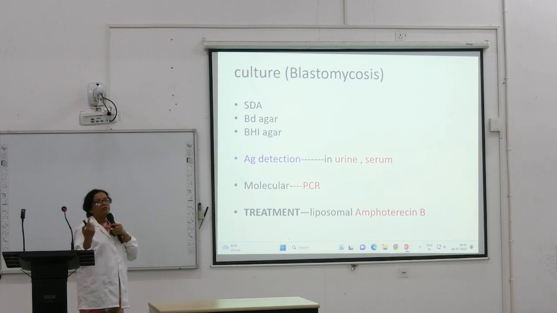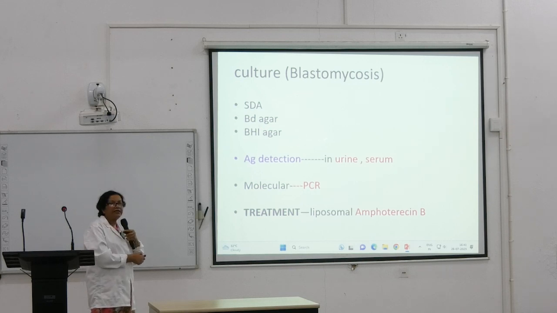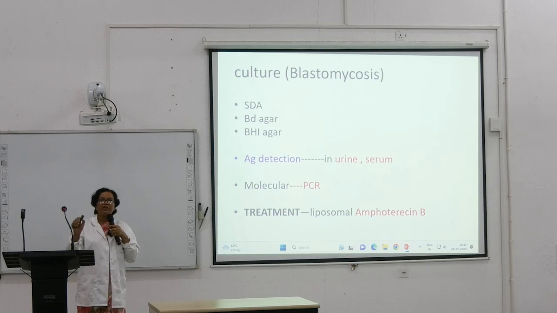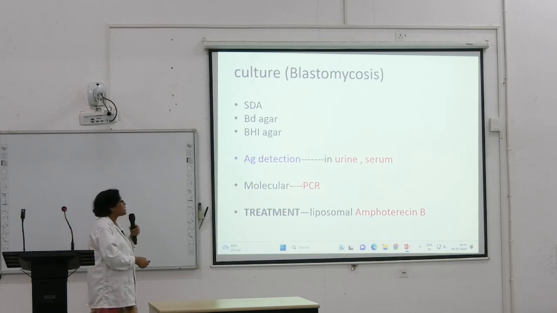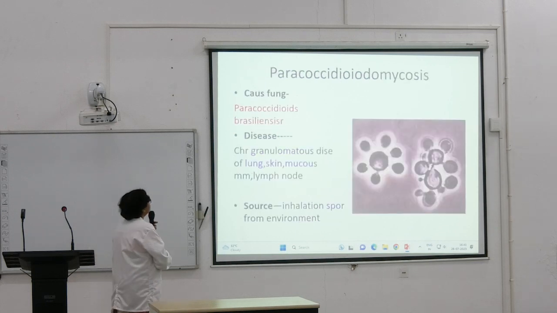Culture, again SDA and blood agar and BHI agar also, same antigen detection in urine and serum, same molecular test, that is by PCR. Treatment, amphotericin B. For every fungus you have to write amphotericin B. Next, it is better if it is liposomal amphotericin B.